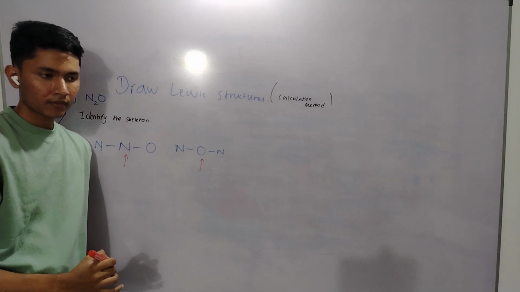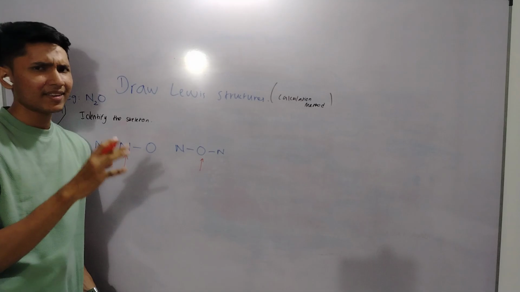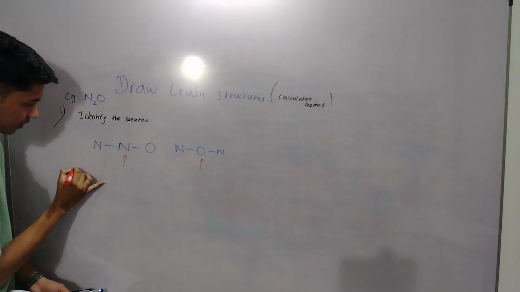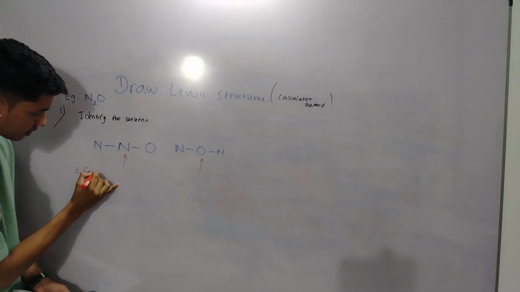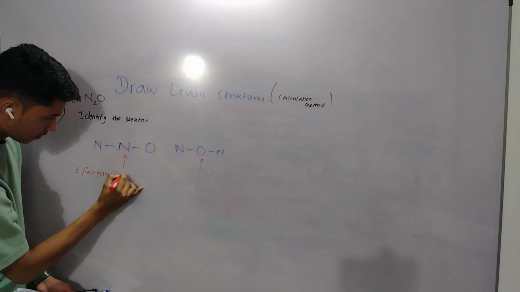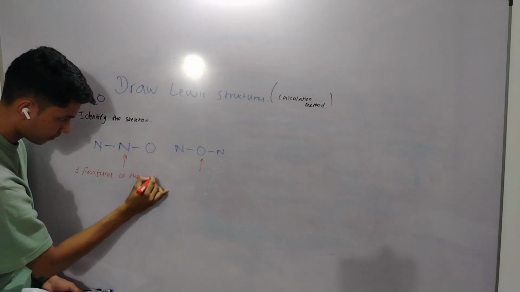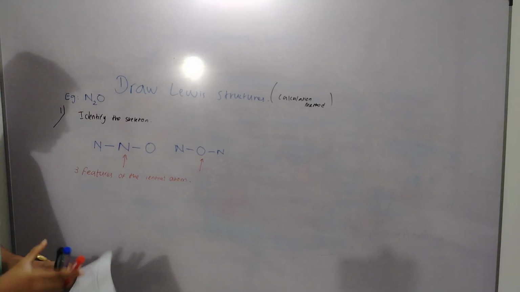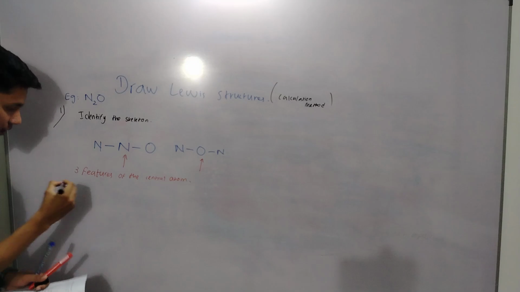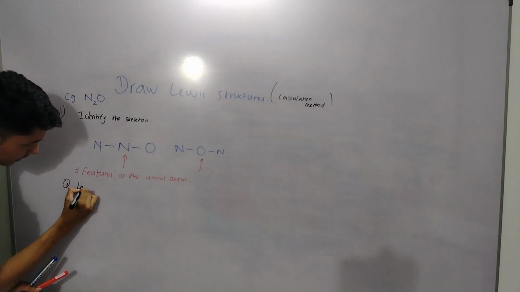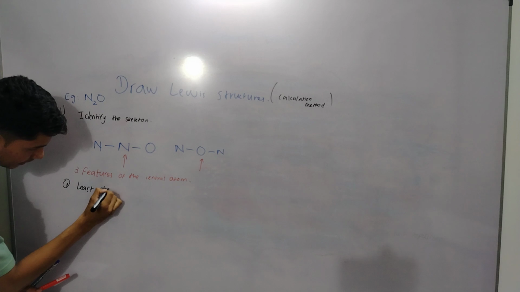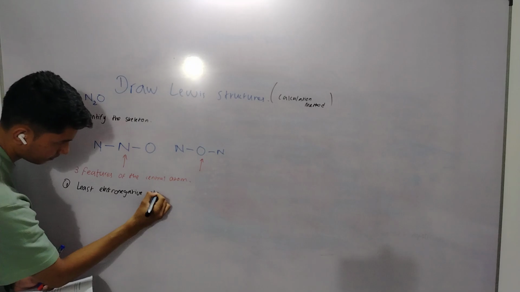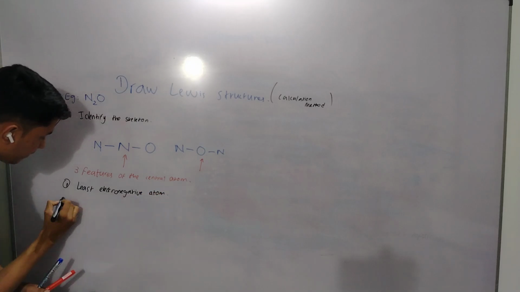The central atom will carry three features. The first one is that it will be the least electronegative atom.